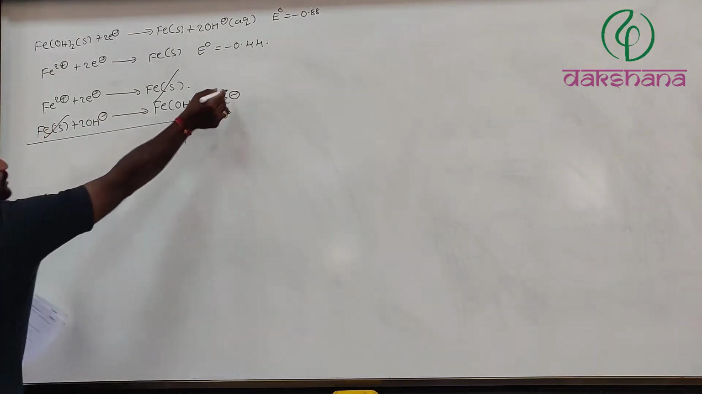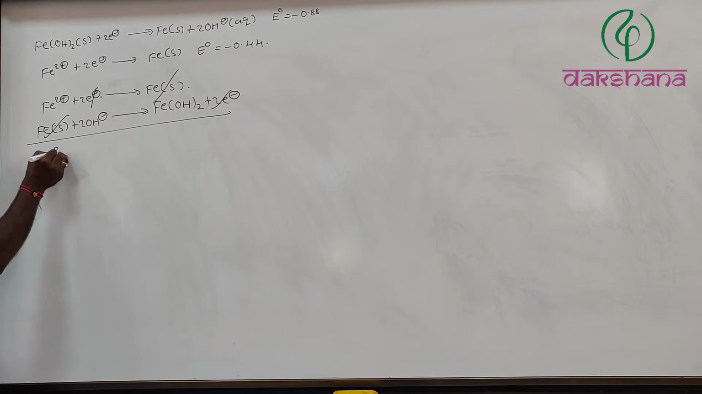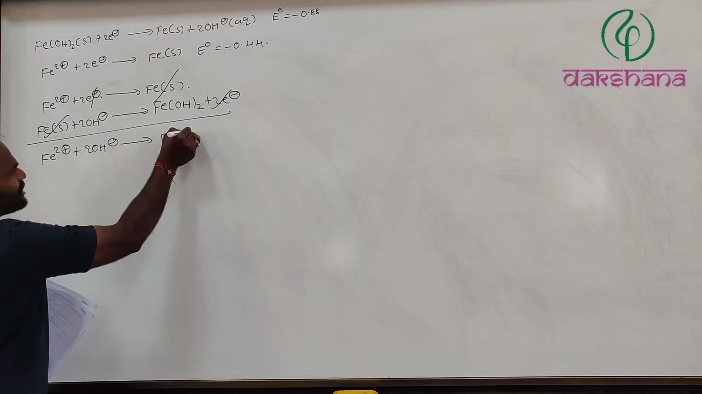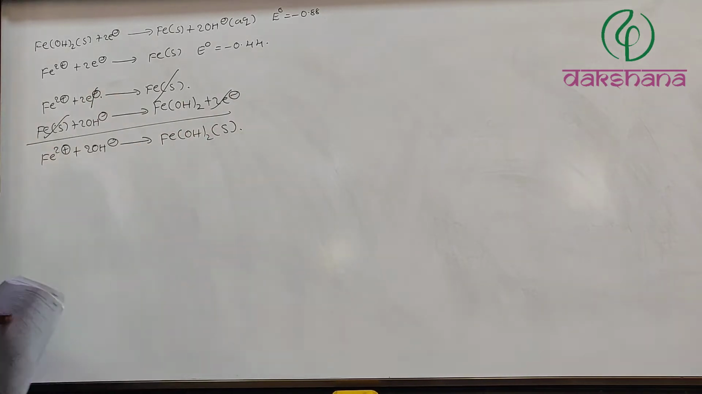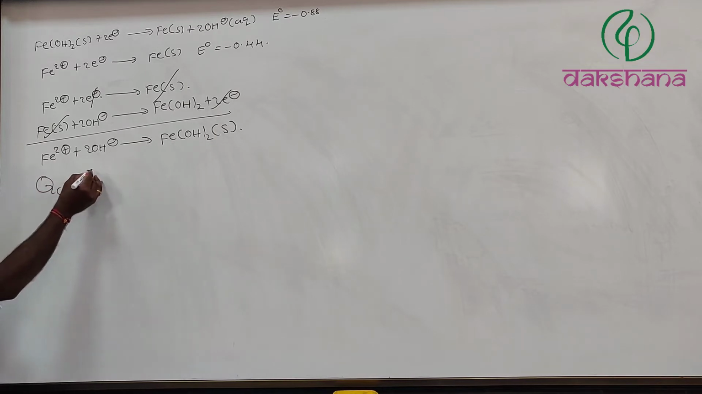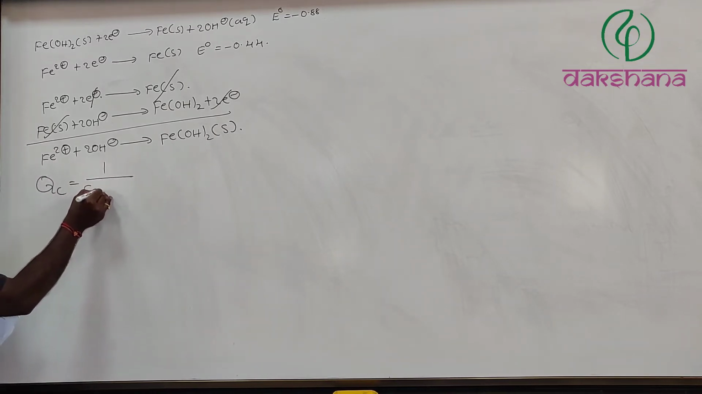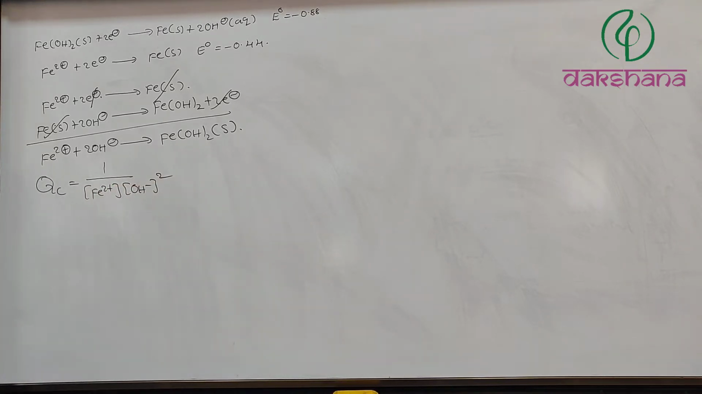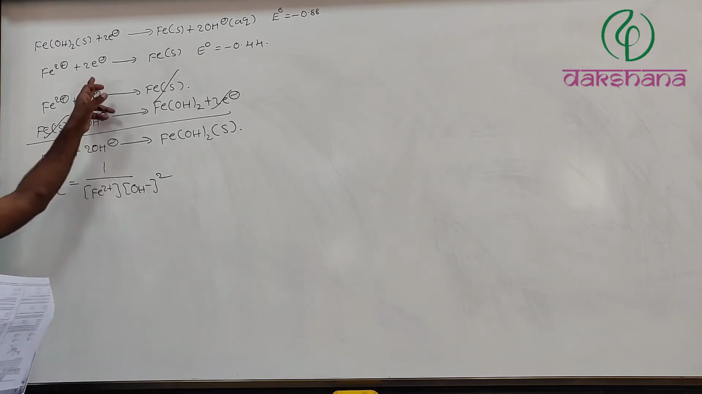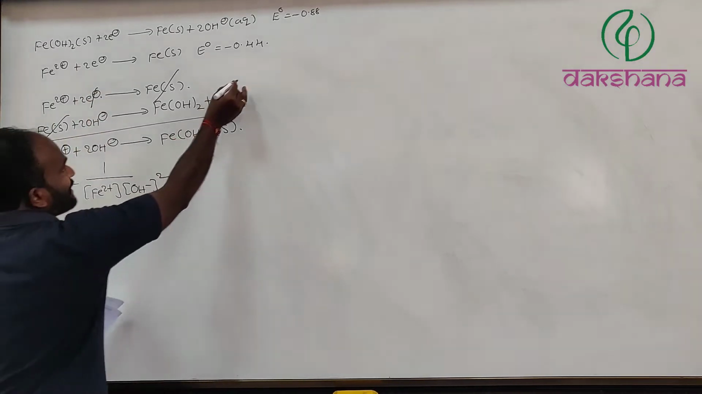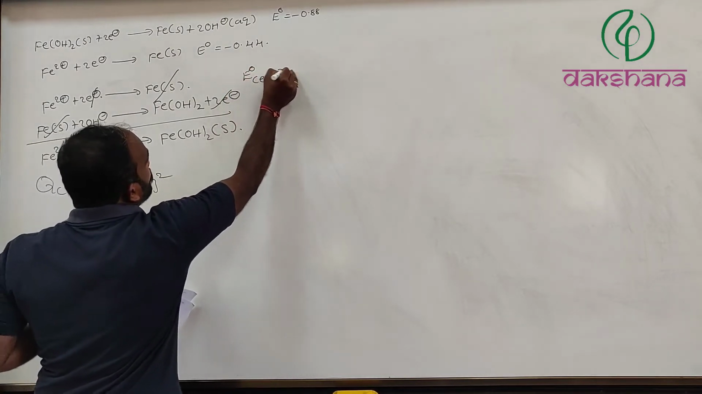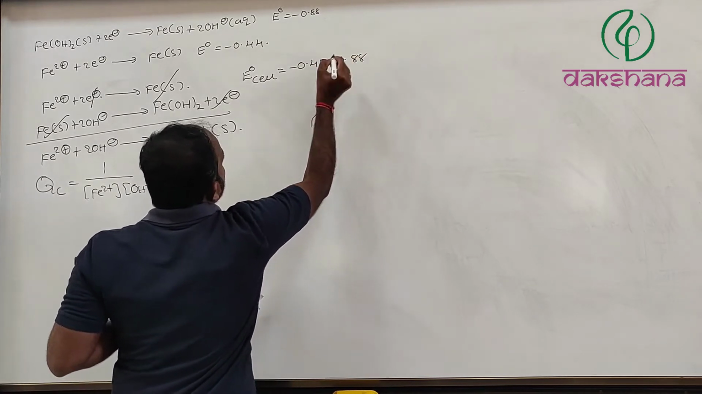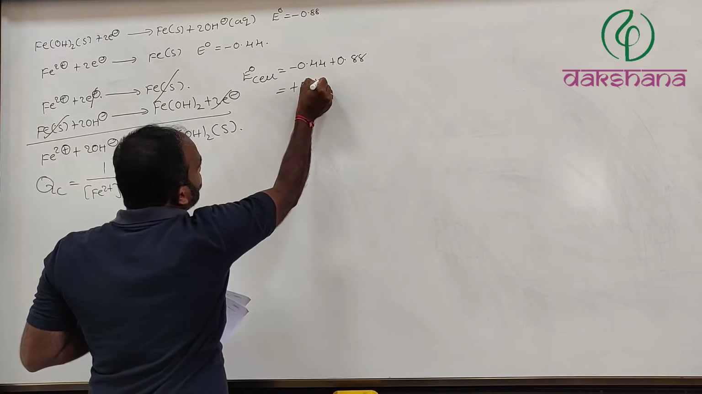Cancel. Now the 2 electrons also get cancelled. Now it will be Fe plus 2 plus 2OH minus gives rise to Fe(OH) taken twice solid. Now QC for this reaction is equal to 1 divided by the concentration of Fe plus 2 into the concentration of OH minus whole square. This is going to be the QC value for this particular reaction. For this particular reaction, E0 cell is equal to minus 0.44 plus 0.88, that is equal to plus 0.44.